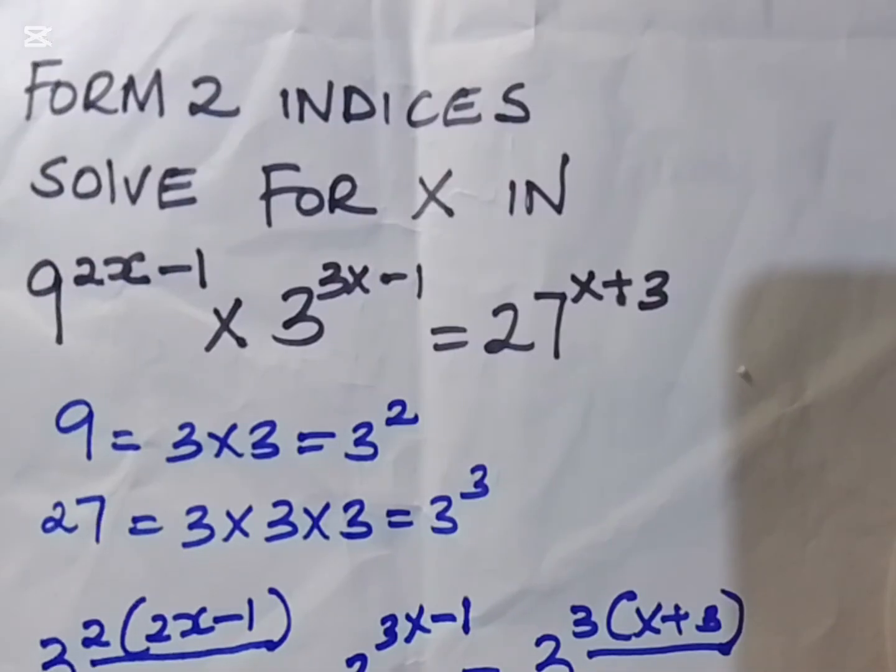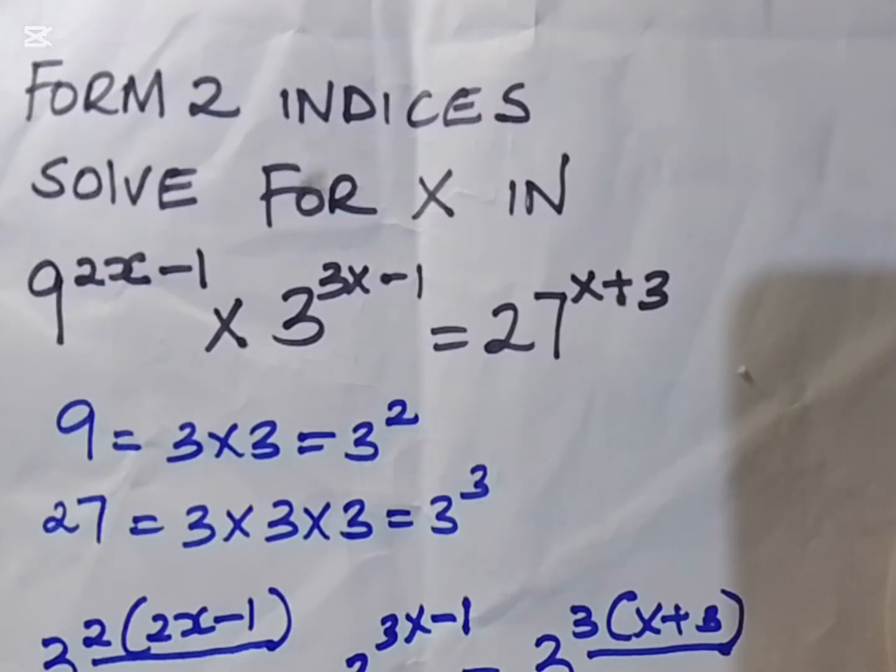So, as I said earlier, this is from Form 2 indices. We are trying to solve for the value of x. As we look at our question, we have 9 raised to power 2x minus 1 multiplied by 3 raised to power 3x minus 1 is equal to 27 raised to x plus 3.